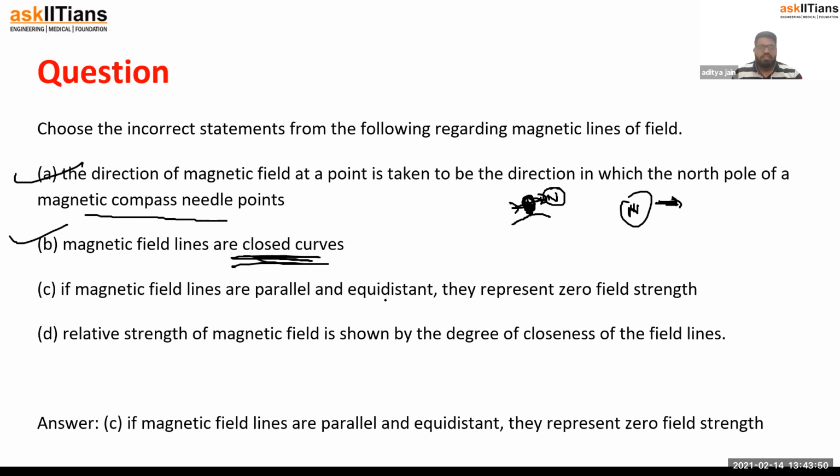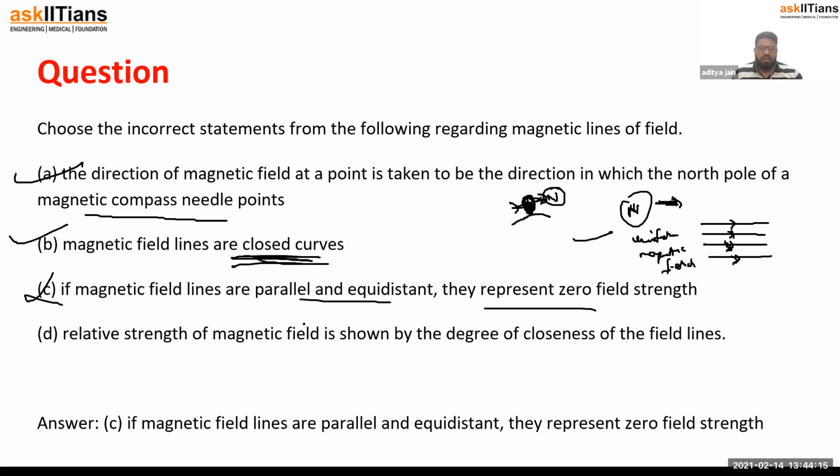See, if magnetic field lines are parallel and equidistant, they represent zero field. This is wrong, because I have already told you in a solenoid, if magnetic field lines are parallel and equidistant like this, it will represent a uniform magnetic field. Uniform or constant magnetic field, not zero. It will form a uniform magnetic field, not a zero magnetic field. So the thing is clear, this point is wrong.